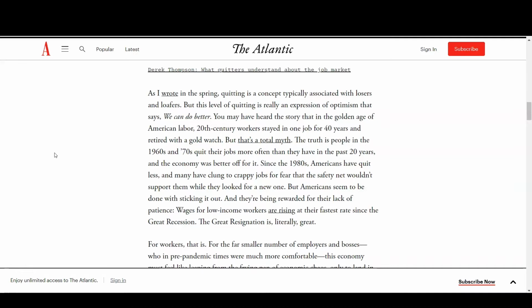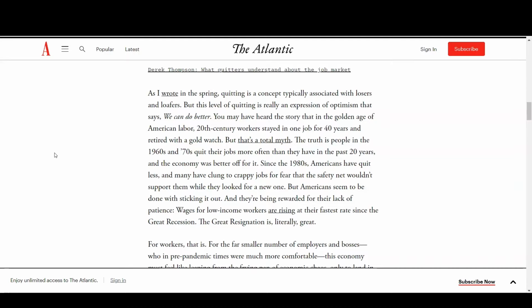You may have heard the story that in the golden age of American labor, 20th century workers stayed in one job for 40 years and retired with a gold watch. But that's a total myth. The truth is, people in the 1960s and 70s quit their jobs more often than they have in the past 20 years.